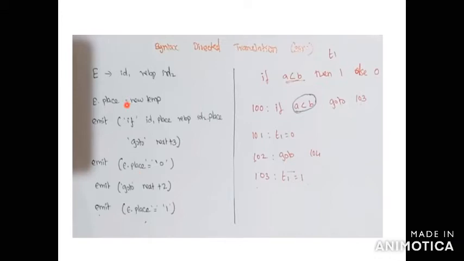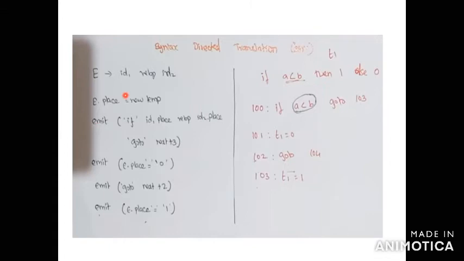Here, how to write: E.place equals newterm. Newterm means you write the temporary variables; it returns the sequence of temporary variables. What about emit? Emit places the 3 address code statement into the output file in the right format. So emit is nothing but placing the 3 address code statement in the output file in the specific format.